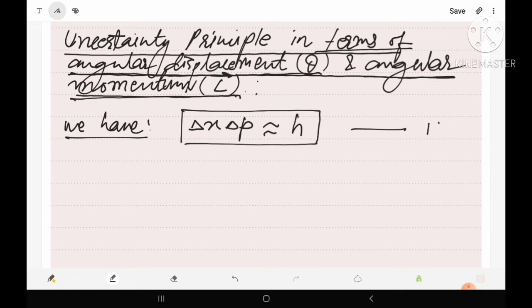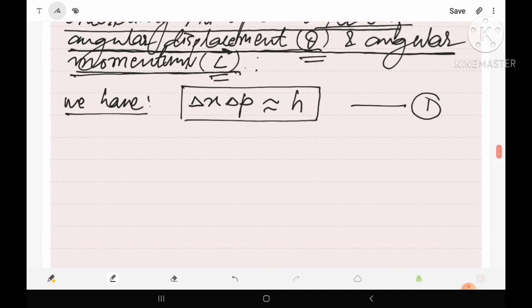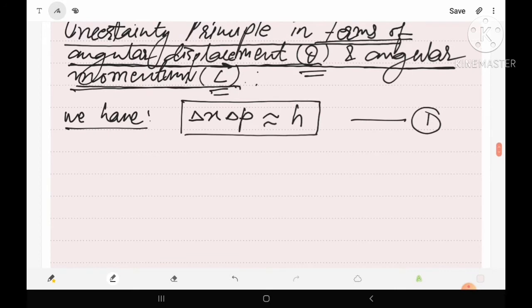Suppose this is equation number 1. Now let us try to find this uncertainty relation in terms of theta and L. Here theta means angular displacement and L means angular momentum. If the word angular exists here, we have to consider a circular motion, meaning the motion of the particle should be in a circular path.